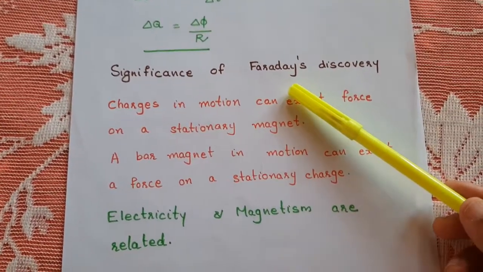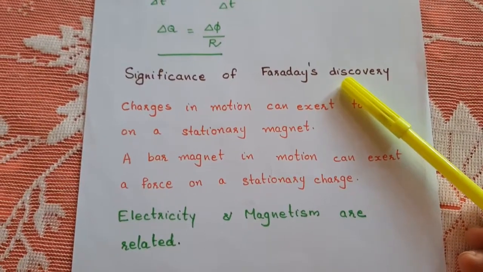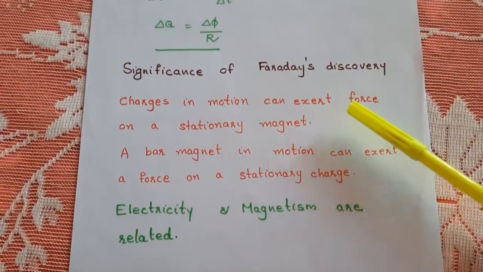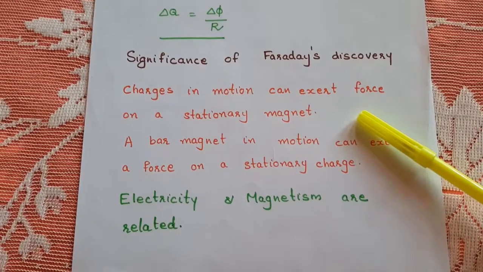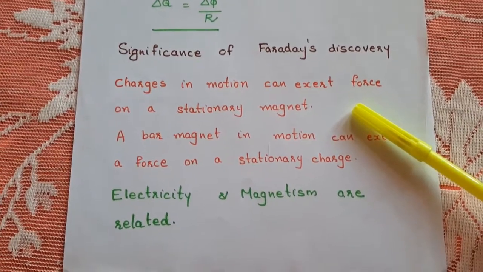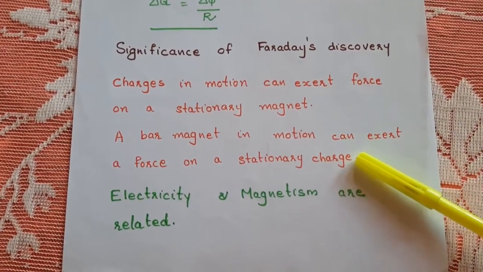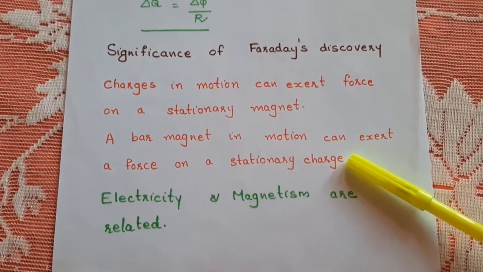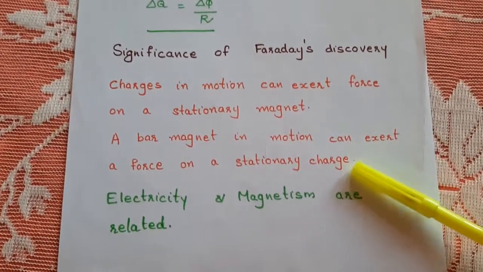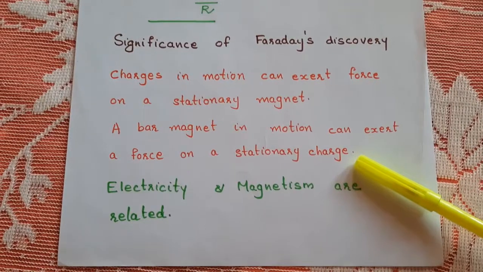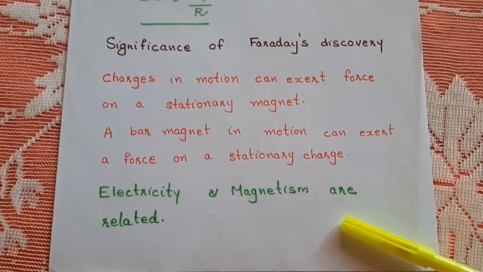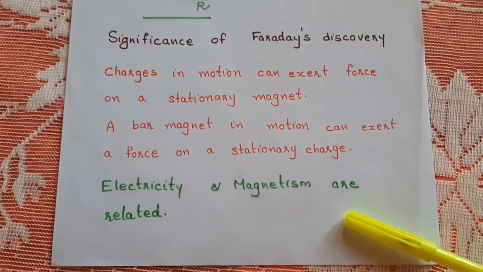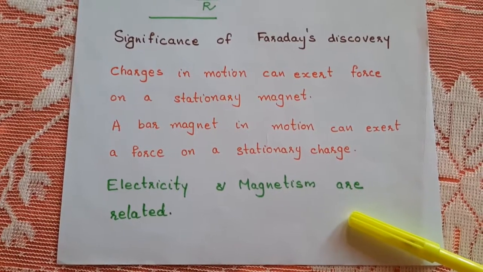The significance of Faraday's discovery is that charges in motion can exert force on a stationary magnet. Similarly, a bar magnet in motion can exert a force on a stationary charge. So we can conclude that electricity and magnetism are related to each other.